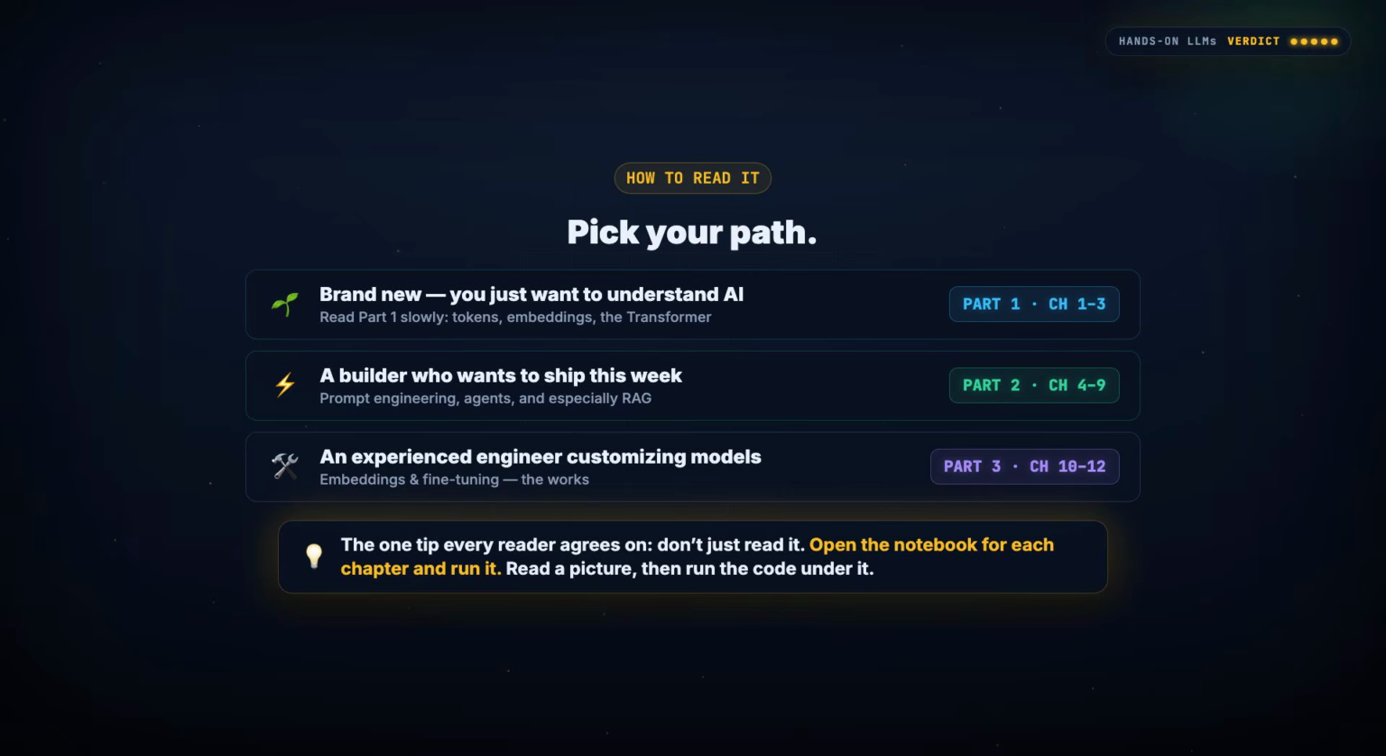One tip every reader agrees on: don't just read it. Open the notebook for each chapter and run it. This is a book you do, not a book you skim. Read a picture, then run the code under it.